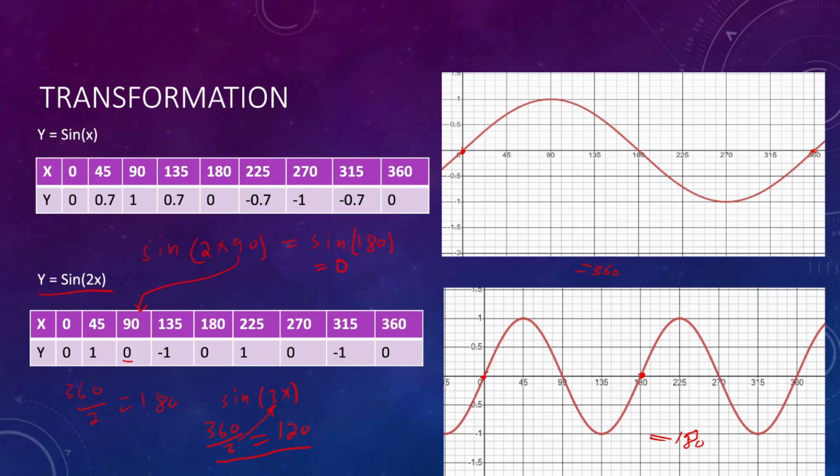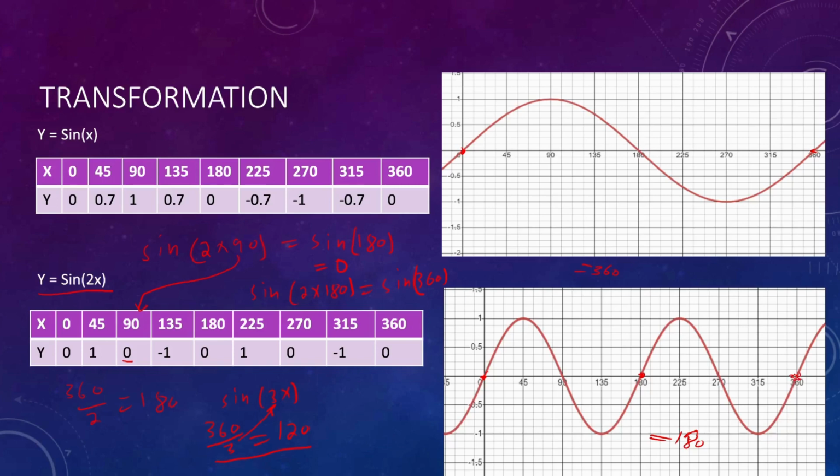Why? Because, for example, as you can see, the graph ends at 360 in the first place, but the 180 is going to be multiplied by 2 in the second graph, and that is going to give me sine of 360. This is why the graph is being completed faster in the second, and two graphs are being made, as you can see, two repetitions.